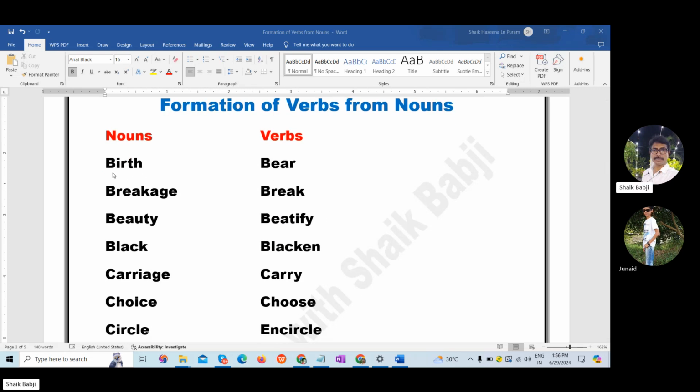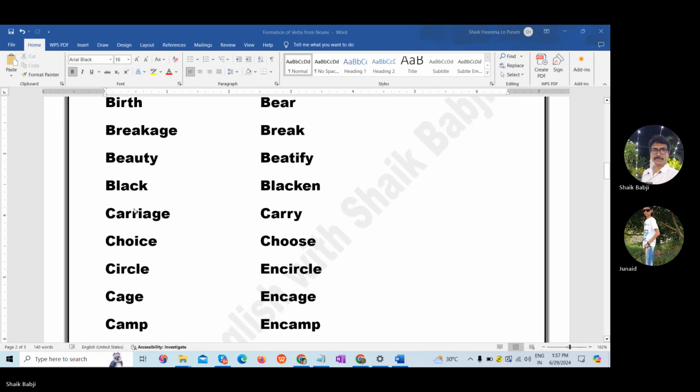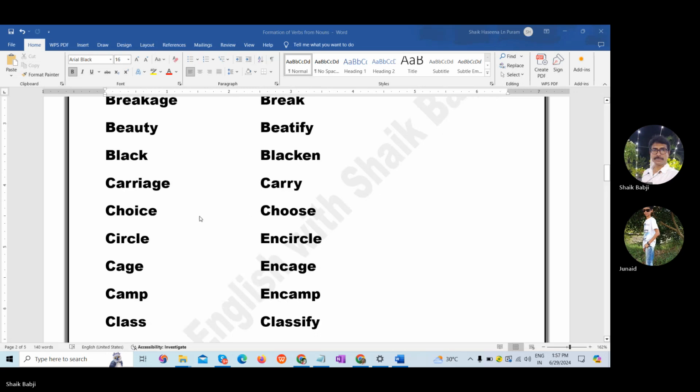Birth, its verb form is bear. Breakage, noun verb form is break. Beauty, verb form is beautify. Black, verb form is blacken. Carriage, verb form is carry.